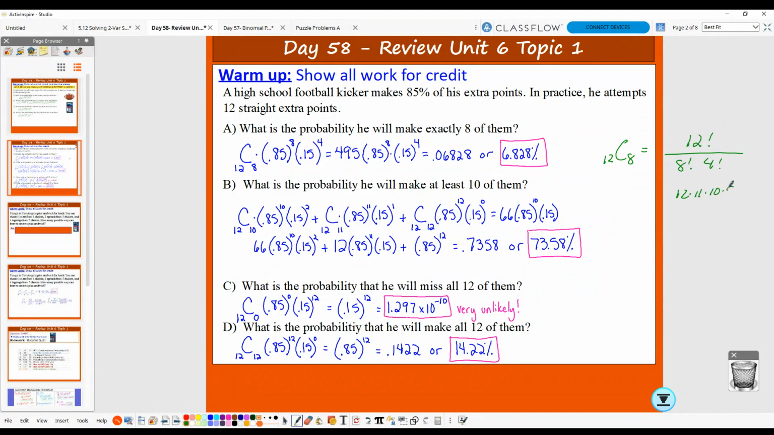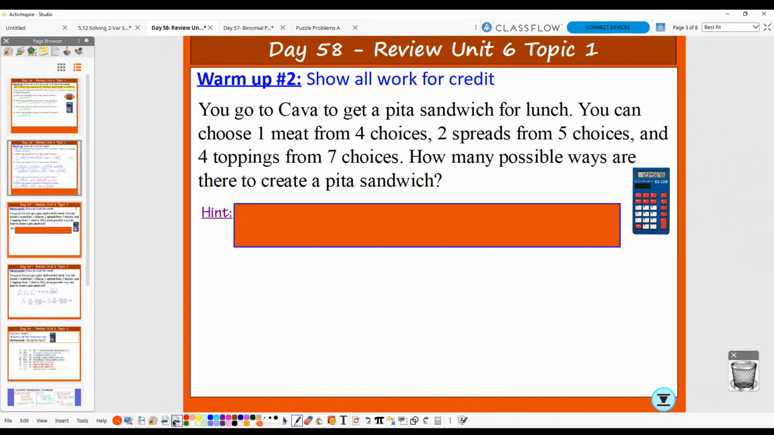12, 11, 10, 9, 8 on down, divided by 8 on down, 4, 3, 2, 1. The 8's cancel. 4 times 3 is 12, and take the 2 out of the 10. So 99 times 5 is 495. Okay, again, pause the video and give this a try.